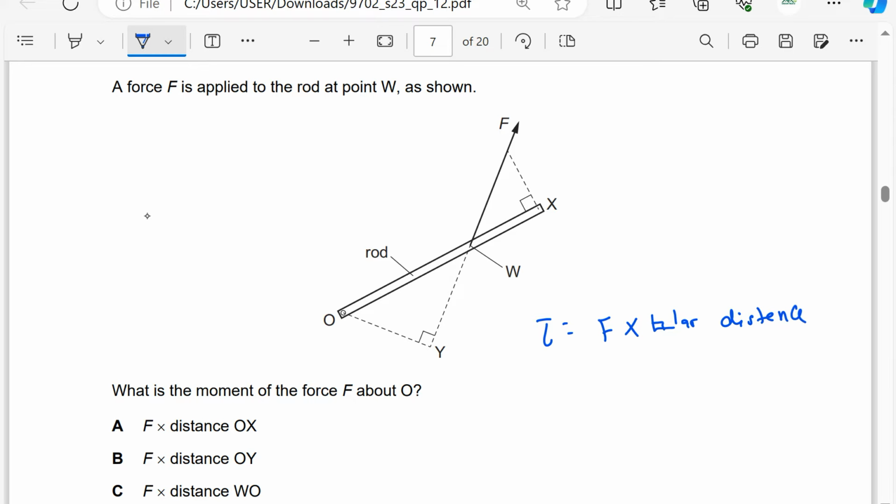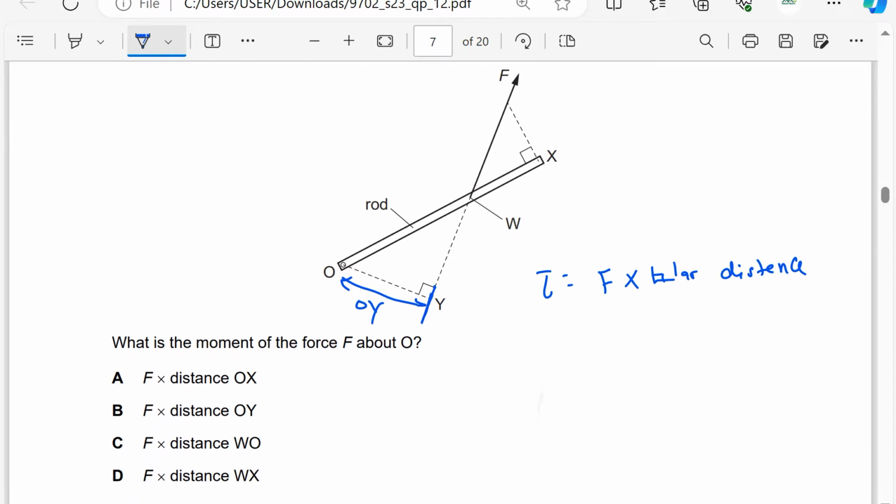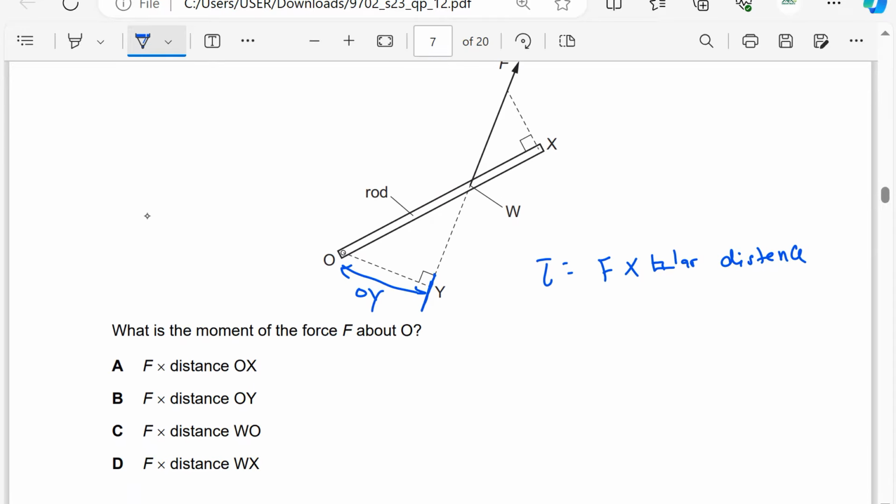So if this is the force, we need the distance which makes 90 degrees. We need the distance of the line which makes 90 degrees with the line of action of the force. So the perpendicular distance is going to be this one here, which is OY. It is not OW, it is not YW. So what is the moment of the force F about O? The moment of F is going to be the force F times the perpendicular distance OY. So the answer is going to be B.